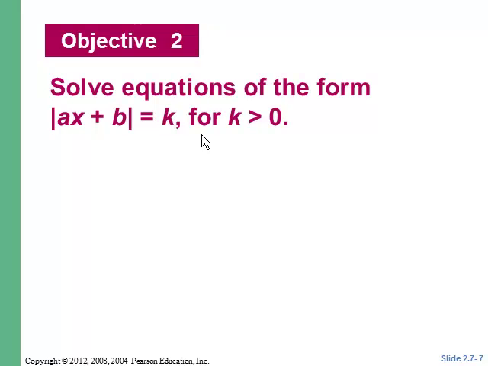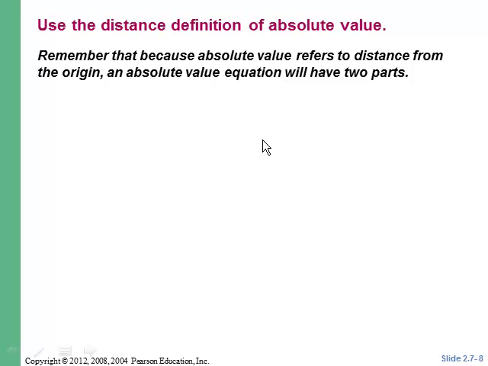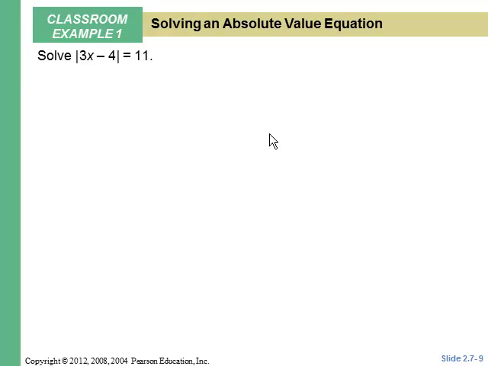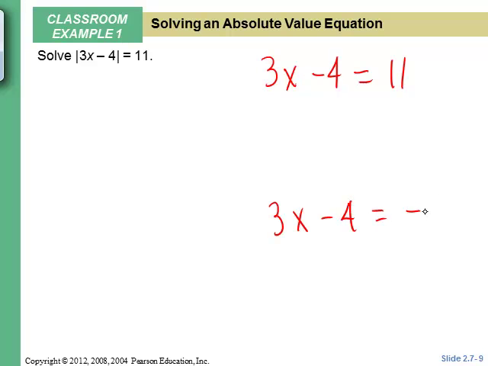Okay, so we've got an equation first. K is a positive number. Obviously, if it's negative, it won't work. So we're going to have two solutions. Either 3x minus 4 equals 11, or 3x minus 4 equals negative 11. Those are our two choices for an inequality or for the absolute value like we have here.